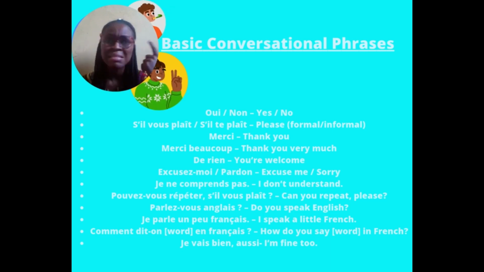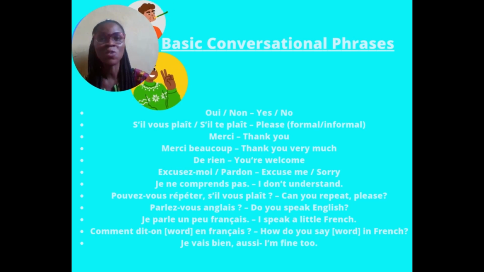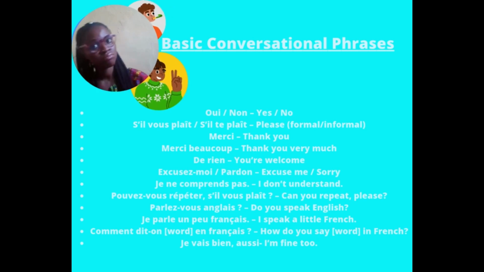Comment dit-on table en français? Comment dit-on umbrella en français? And finally, je vais bien aussi. I'm fine too. Someone says, ça va bien? Et vous? Et toi? Je vais bien aussi.